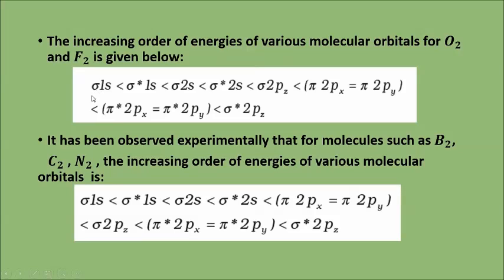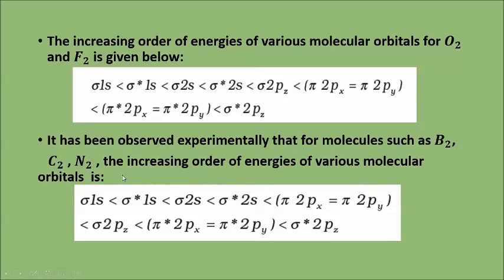So how can we write the order? Sigma 1s less than sigma star 1s less than sigma 2s less than sigma star 2s less than sigma 2pz less than pi 2px equal to pi 2py. This means these two have equivalent energy, that is, they are degenerate orbitals. Then less than pi star 2px equal to pi star 2py. So again the antibonding orbitals have equal energy, less than sigma star 2pz.